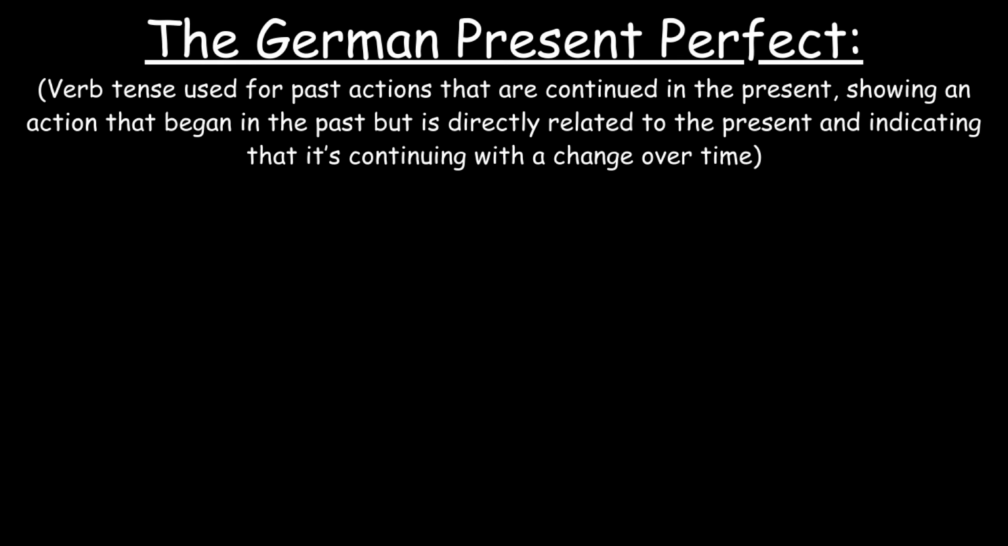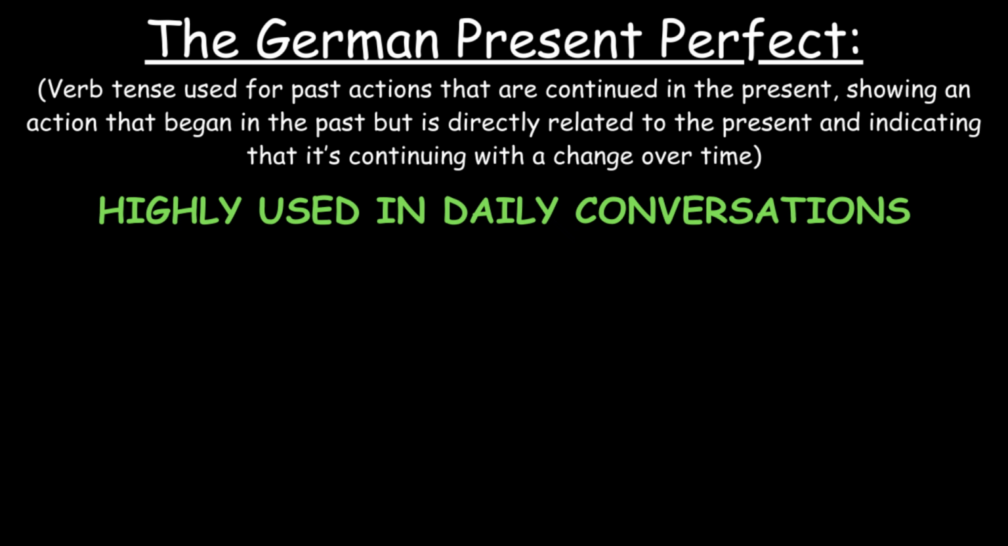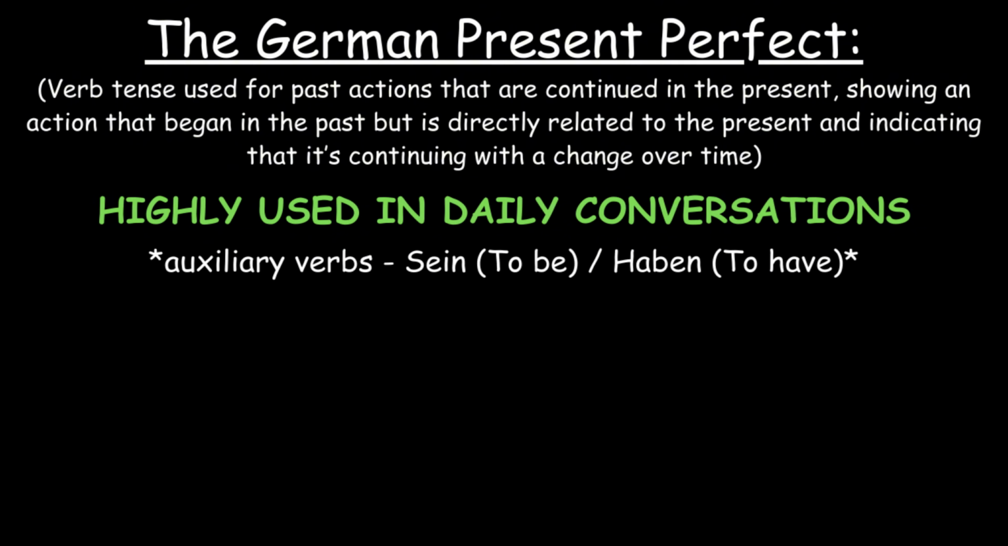The present perfect in German is a verb tense used for past actions that are continued in the present. It shows an action that began in the past but is directly related to the present, indicating that it's continuing with a change over time. In German, this tense is very important to know because it's highly used in daily conversations and can express multiple meanings in the past, using auxiliary verbs like sein and haben.